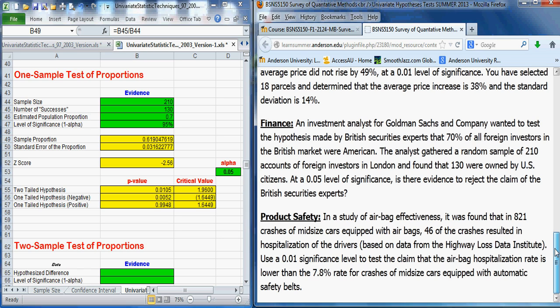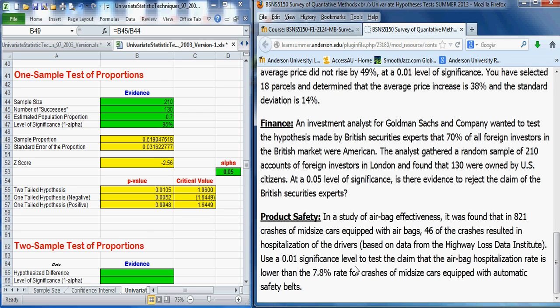Last is the product safety, and in this case looking at the effectiveness of airbags, found that in 821 crashes of cars that had airbags, 46 of the crashes resulted in the drivers being hospitalized. And so they want us to test the claim that the rate is lower than the 7.8% of car crashes in which there are no airbags but rather automatic safety belts.